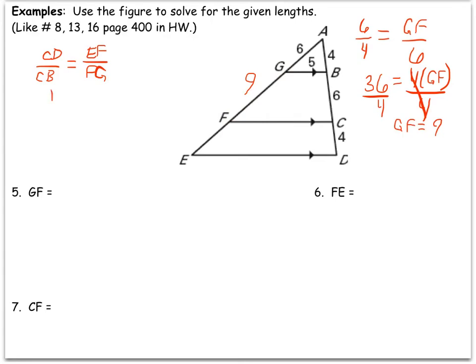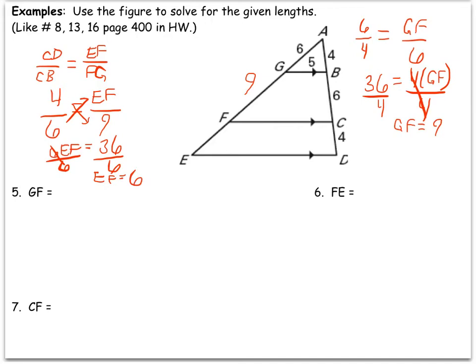So now CD is 4 divided by CB is 6 should be equal to EF, which is what we're looking for, divided by FG, which we already found was 9. Taking the cross product, we've got 6 EF is equal to 4 times 9 is 36. Divide both sides by 6, and EF is equal to 6.